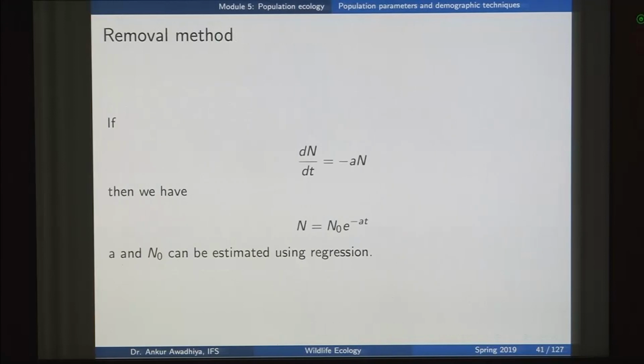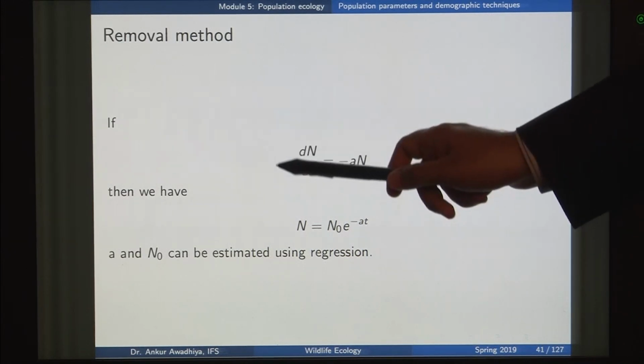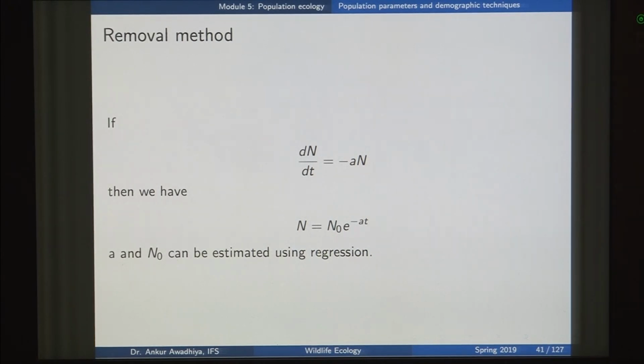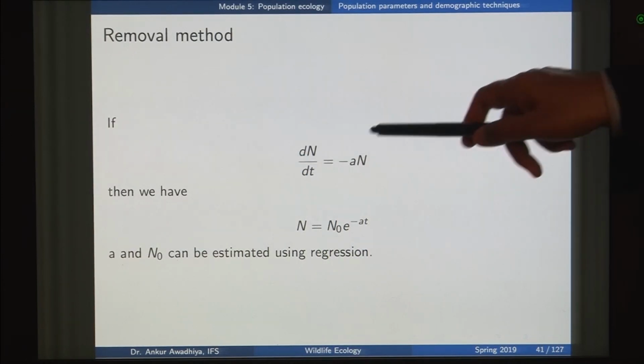So in this case what this method says is that the number of animals that you are removing per unit time or per unit effort is proportional to the number of animals that are present. So suppose you are removing 10% of animals at all times. So if you have 1000 animals, you will be able to catch 100 animals with the same effort. Now if you only have 100 animals, you will only be able to catch 10 animals.